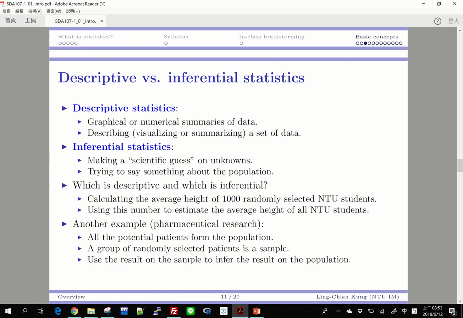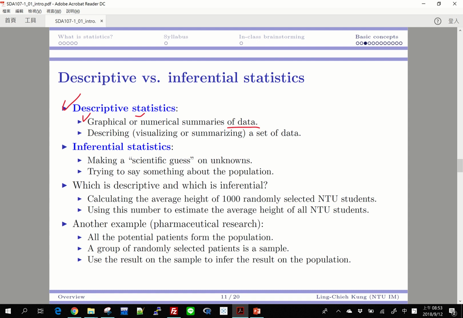There are also two different kinds of statistics that we need to know. The first type is called descriptive statistics. If we are doing descriptive statistics, that means we have a set of data, and then we want to do some graphical or numerical summary of our data. Basically, that just means we want to describe a set of data. That's why it is called descriptive statistics.